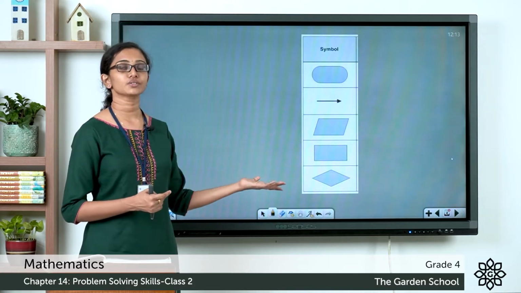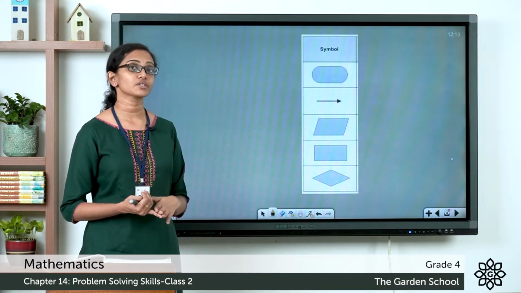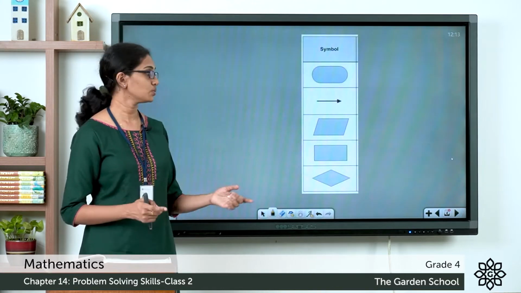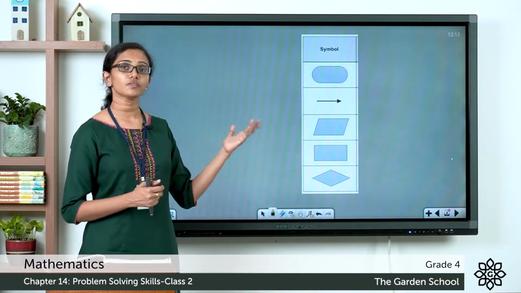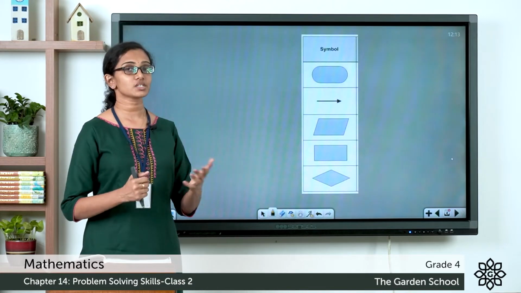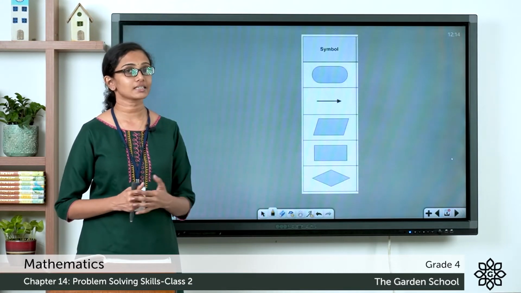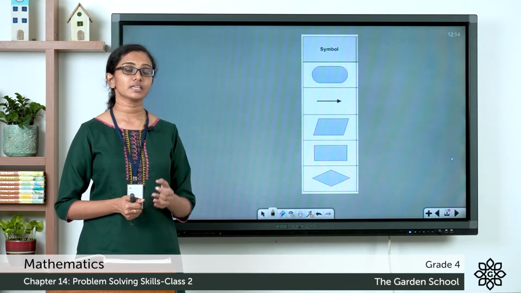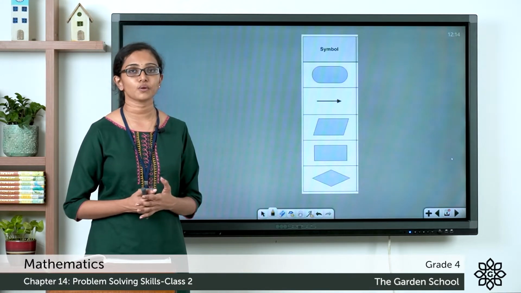A rectangle is used to show a task or an action or a process or a calculation that you do to solve the process of problem solving. And then you see this diamond shape that shows where a decision is to be taken. So these are the basic things about a flow chart. Now we'll see a simple example of how to draw a flow chart.